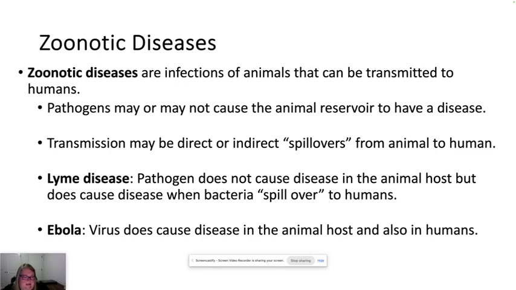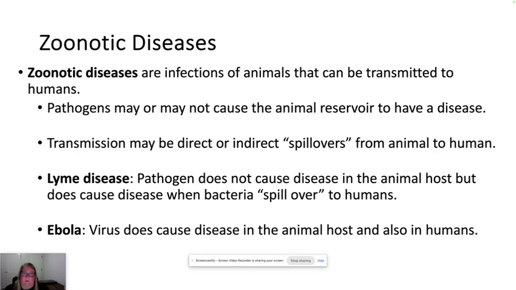An example of a zoonotic disease is Lyme disease. Lyme disease doesn't cause the deer that carry it to be sick, but it does cause disease when the ticks that pick it up from taking blood meals from the deer spill over or regurgitate that contaminated blood into the humans they're taking a blood meal from. Ebola is also a zoonotic disease. Ebola does cause disease in animal hosts like chimpanzees, but also in humans. So these are both examples of zoonotic diseases.